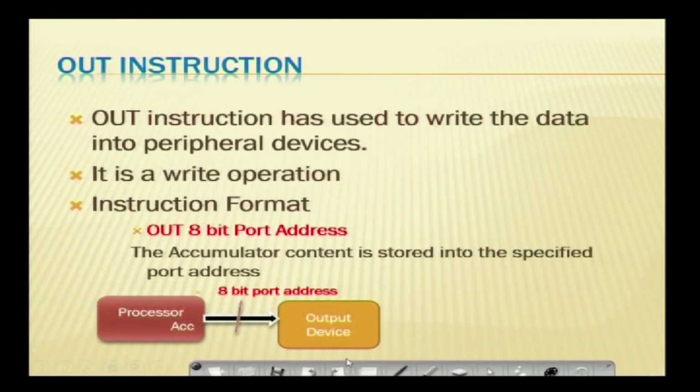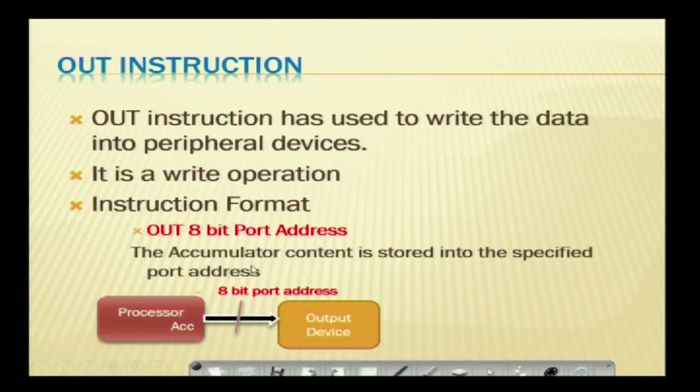The OUT instruction is used to write data to the peripheral devices. Whatever is in the processor will be transferred to the external device. We transfer it with the help of write operations. To perform the write operation, we use WR bar, which is one of the control signals. When the signal is low, it transfers the data from the accumulator to the peripheral devices.